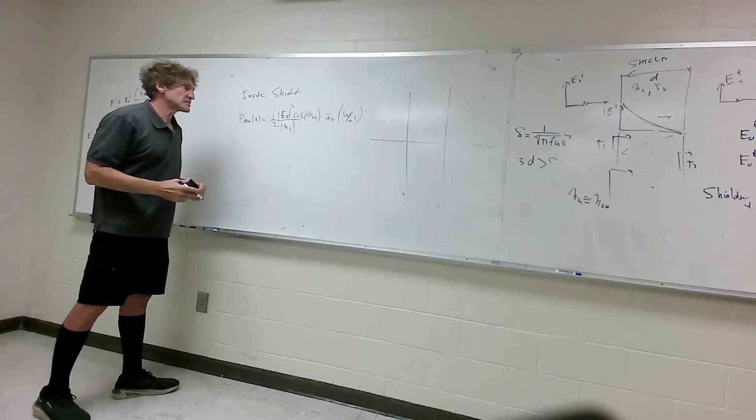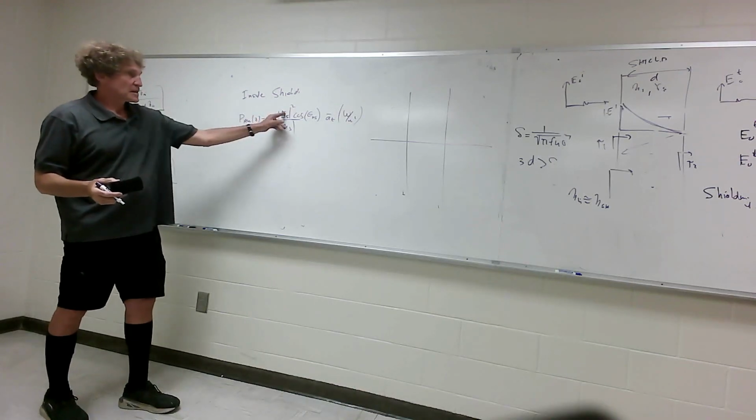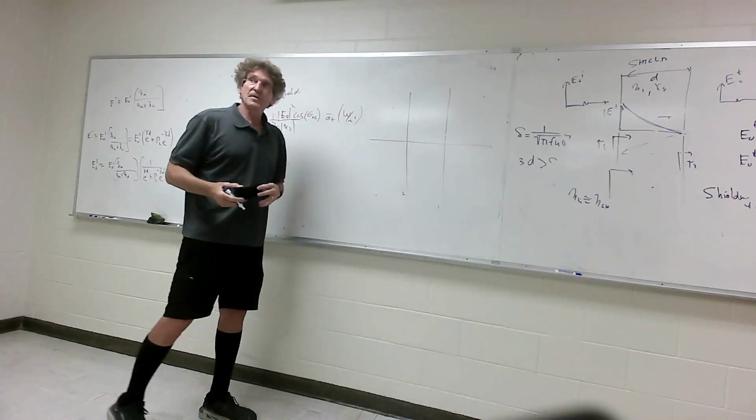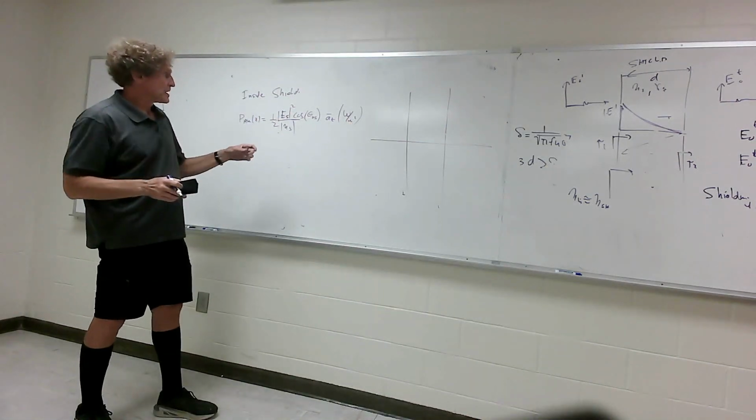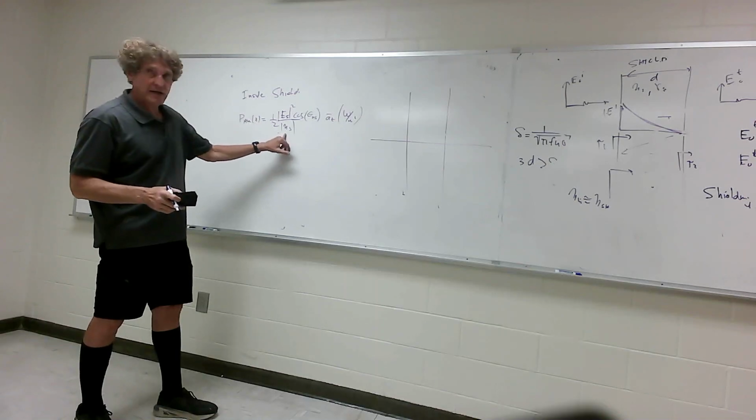Now, I'm doing this for a reason this way. I'm going to say, if you know what the magnitude of the electric field is at any point down here, and you wanted to figure out the power flowing, it would be the magnitude of that field squared divided by 2 magnitude of eta s.